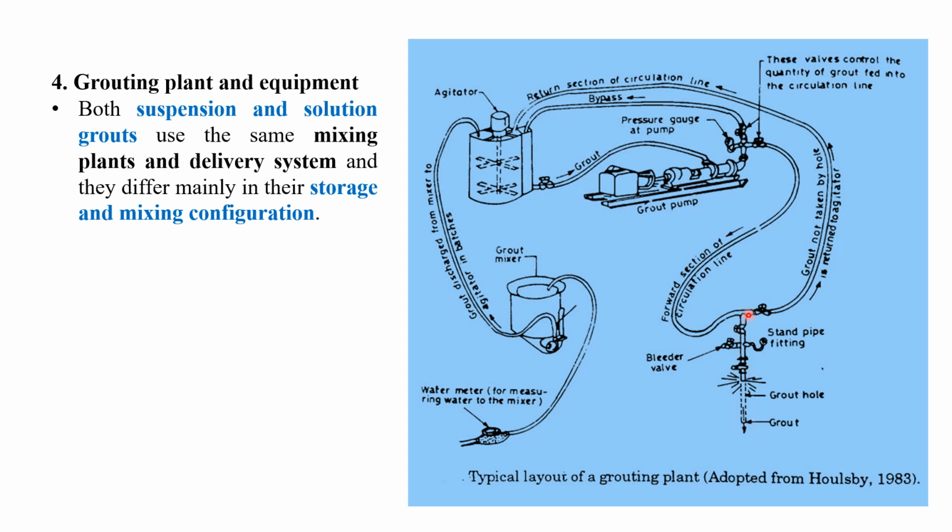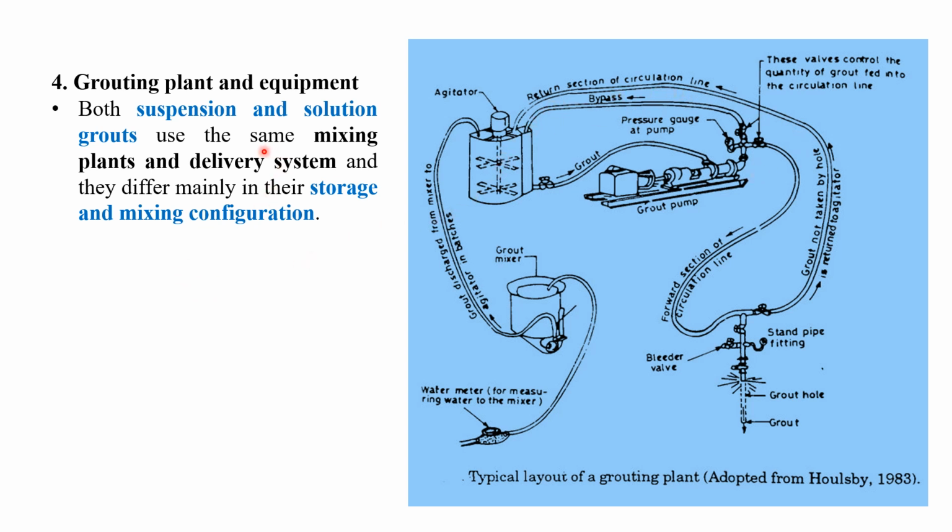You can see another pipeline is also there. If refusal occurs, that means the hole is not going to take any more grout material, then the grout passes through this line. That is called return to agitator. The grout not taken by the hole comes back to the agitator.